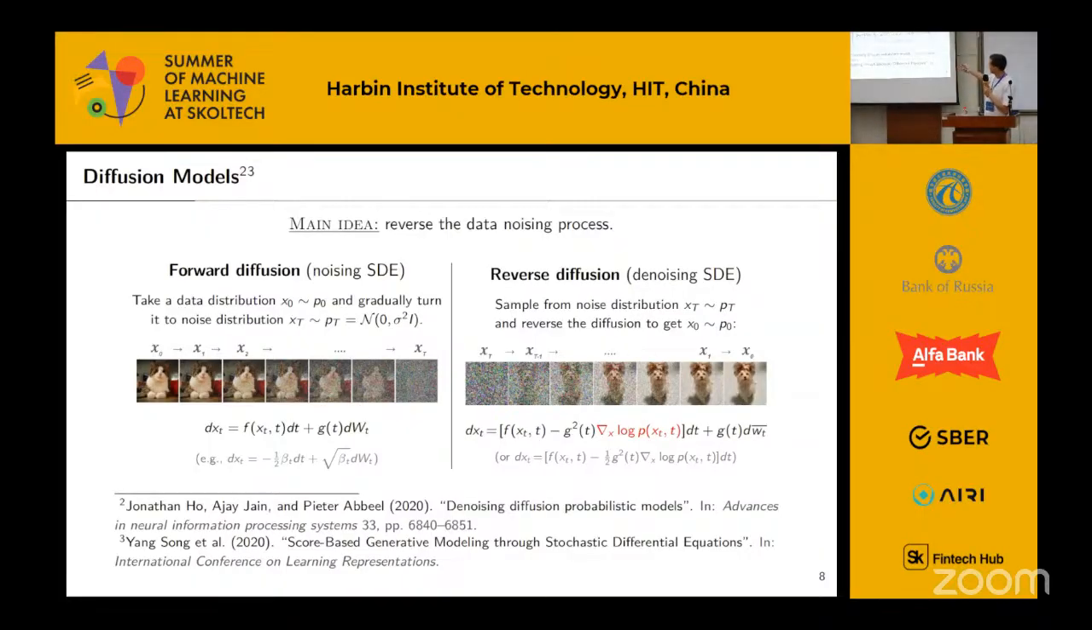Well, as I already noted, there are two differences. The first, time in this backward diffusion equation flows backward from t to 0. But the second difference is that some unknown term appears in this backward differential equation. What is this term? The gradient of the logarithm of p of x, t. Basically, this is the logarithm of the marginal density of a diffusion process at time moment t.